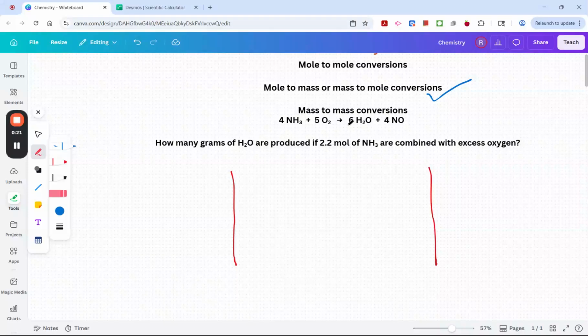For that, first of all, we should know about the balanced chemical reaction, which you can see I already have written for the calculations. In this reaction, we are reacting 4 moles of ammonia with 5 moles of oxygen. Moles means the coefficient in front of the formula. And we form 6 moles of water with 4 moles of nitric oxide. Here we go. Let's go to the question.